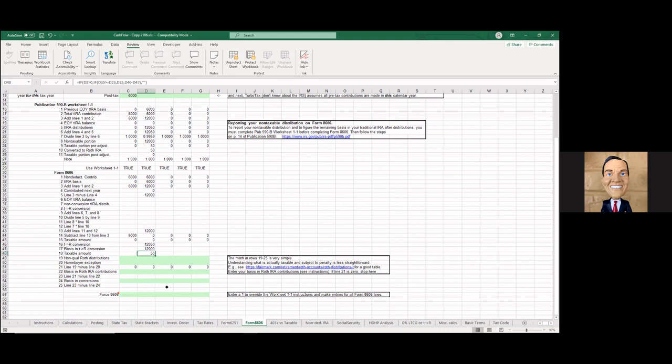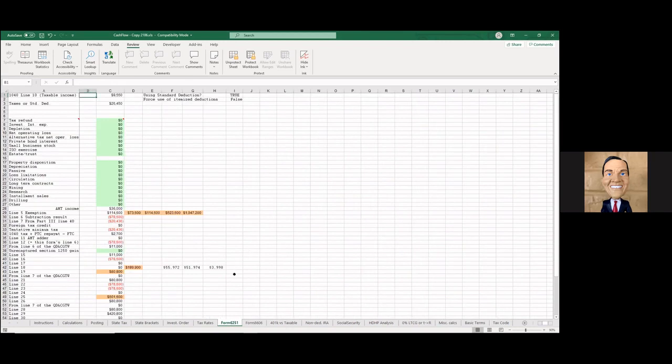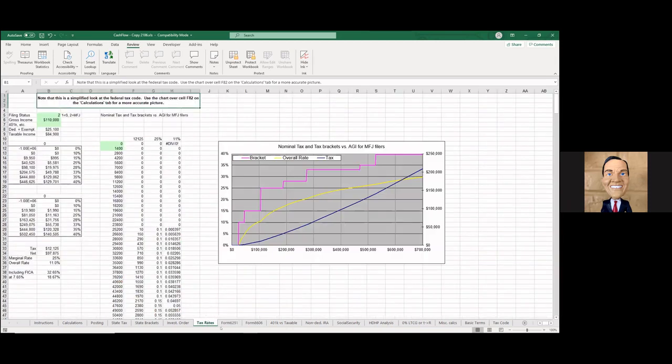Most, I think, tax software runs things through the Pub 590-B Worksheet 1-1. You can force this to just use 8606. So if someone was filling it out on their own, they'd probably see something like this instead. Form 6251, so alternative minimum tax, and not many people need to worry about that under current tax law. This just shows tax rate, shows the nominal brackets, but that's interesting on a theoretical basis, but the calculation sheet with the actual marginal rates is much more interesting.